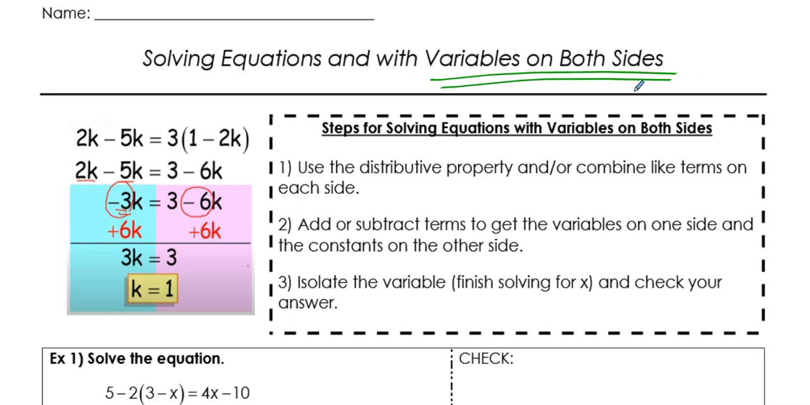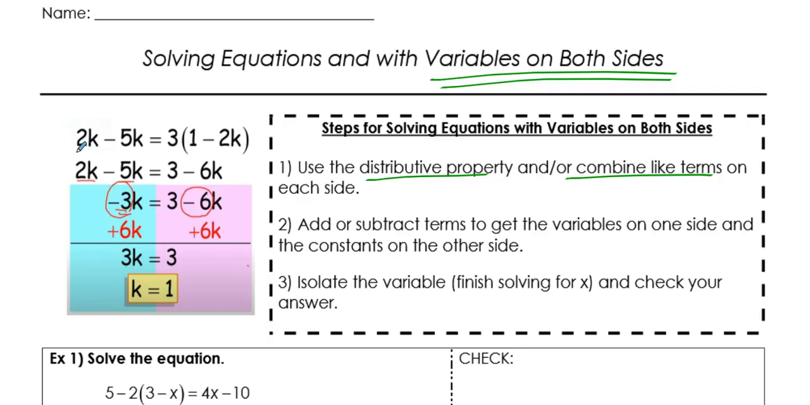Variables on both sides. And when I say that, I mean there's going to be a variable on this side and a variable on that side of the equal sign. So we're going to somehow figure out a way to combine those to just one side. The first step is actually the same as before. We're going to distribute and combine like terms on one side if we can. So we're just going to focus on one side at a time, distribute and combine like terms on each side.